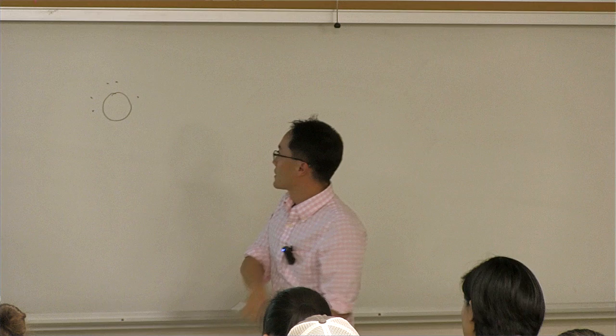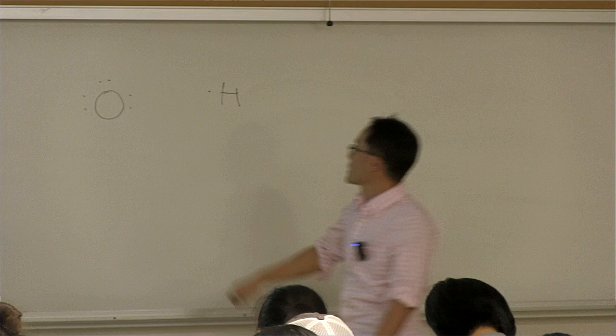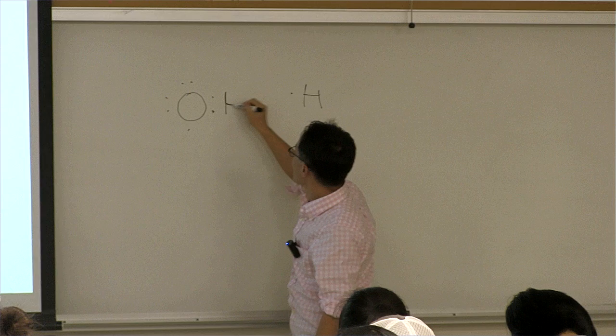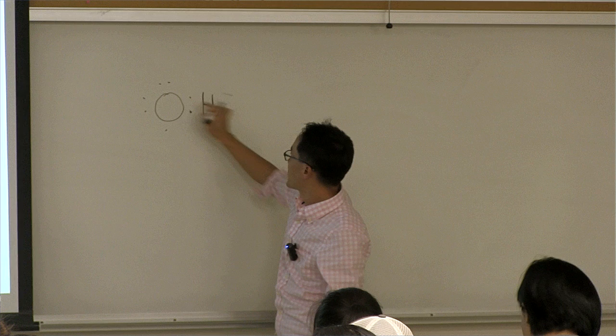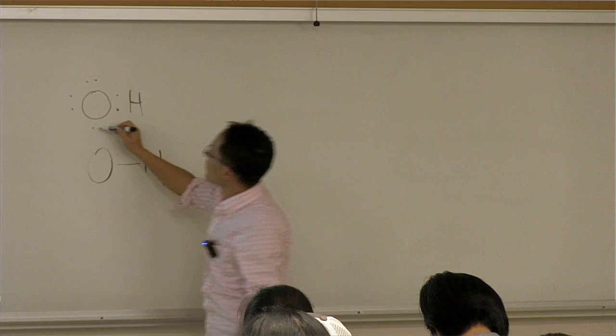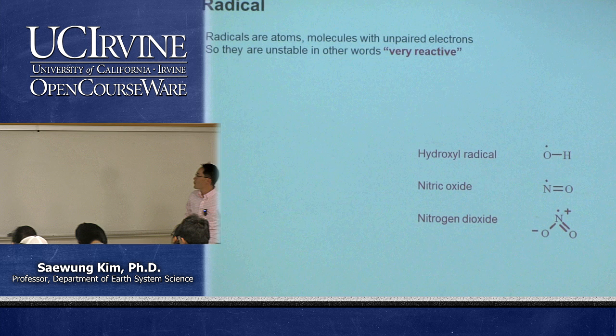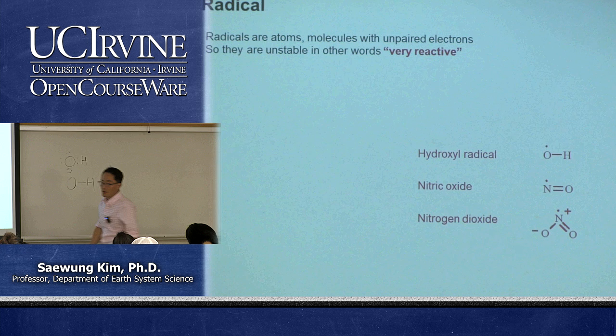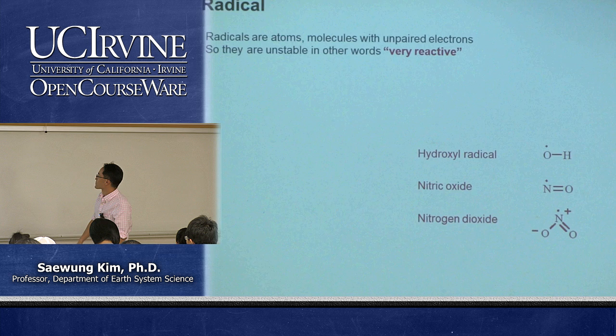And then hydrogen has 1 electron here. And then let's make some bonding. The way we can make bonding is like this, right? So these 2 electrons are shared by 2 atoms. It's like this. But there's an unpaired electron right here. This causes all the reactivity of this compound. So any gas molecule that has this unpaired electron, we call it a radical. Then they are very reactive, right? This is the definition.